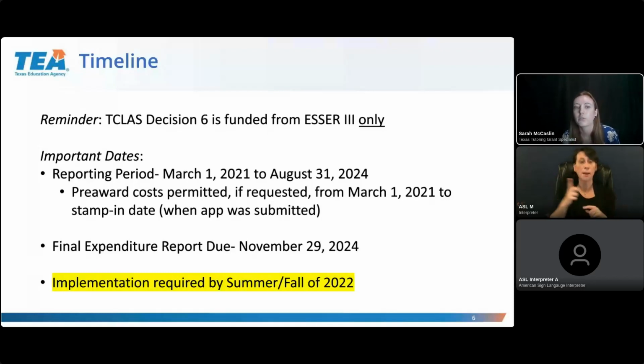But the reporting period for any of the T-Class ESSER 3, and in this case, Decision 6, is from March 1st, 2021 to August 31st of 2024. Pre-award costs are permitted if requested and approved, and that would have been from March 1st, 2021 until whatever your stamp in date was. So whenever you submitted your application on behalf of your LEA, then pre-award costs are allowable. The final expenditure report for this grant is due November 29th of 2024.